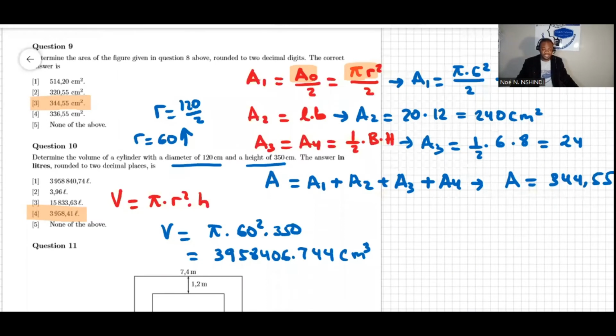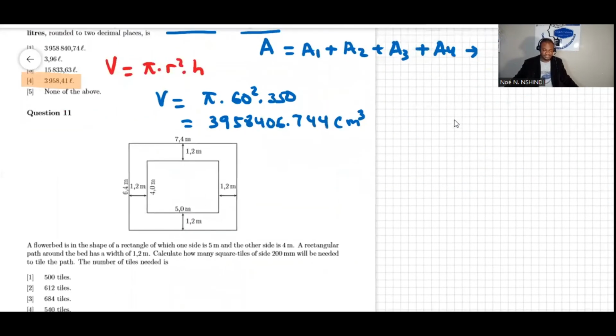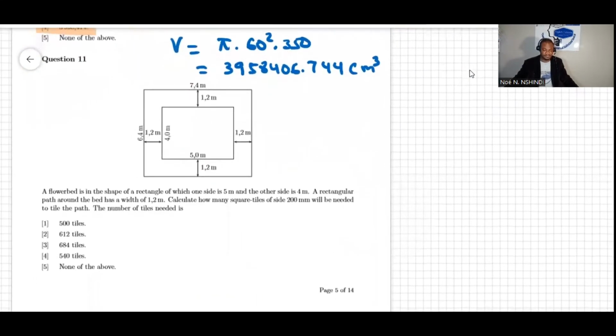Well, the next question is question 11. I'm going to move it a little bit up there. Question 11 says a flower bed is in the shape of a rectangle of which one side is 5 meters and the other side is 4 meters. Let me read it over. Yes, I got it now.